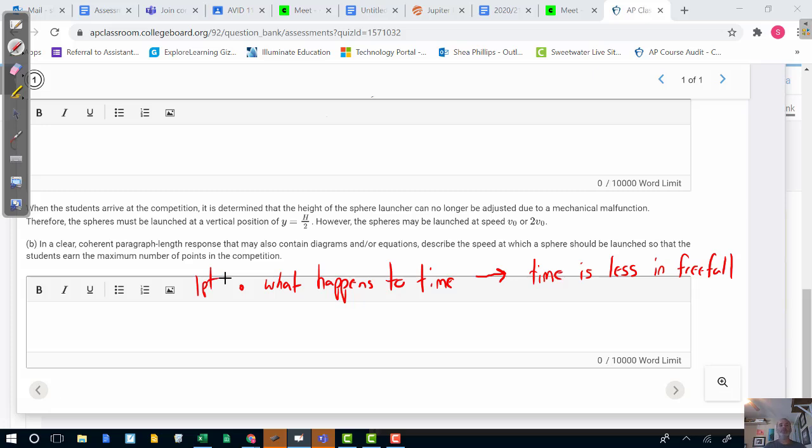So remember, the name of the game is scoring points. You only have to score a handful to pass this question. And that's a pretty straightforward answer, right? The time is less. So if the time is less, what happens then? Let's do what happens to d, the distance it travels, if t is less and we keep v the same.